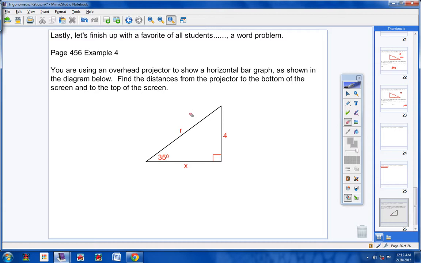We are going to use trig ratios. Watch carefully. This is nothing short of cool, alright? Now, we're dealing with 35 degrees. Mr. Earhart, how do you know that?